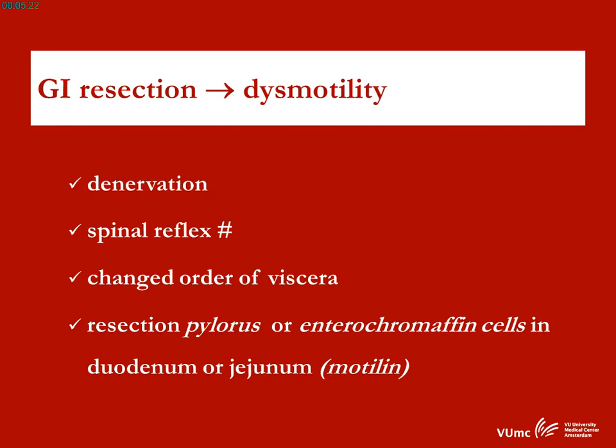And if we look at GI resections, it's really a wonder that the gut still functions after that. But there is denervation, there is a discontinuation of the spinal reflex, which is very important. There is sometimes a changed order of viscera. There is resection of the pylorus and the enterochromaffin cells that produce motilin. So we can understand that if there is complicated GI surgery, there is a motility problem.